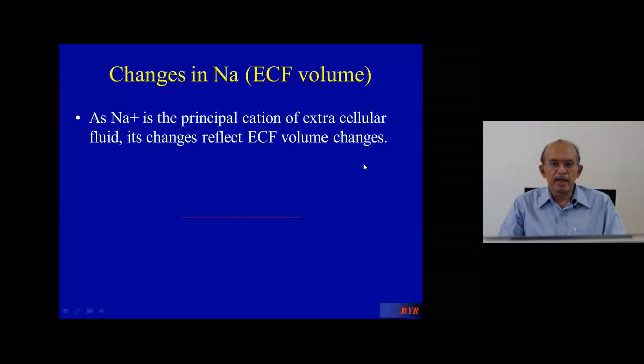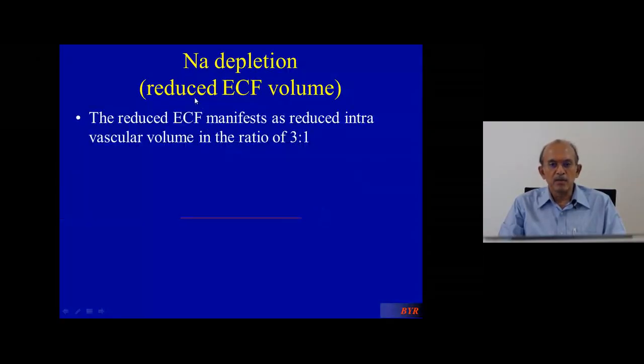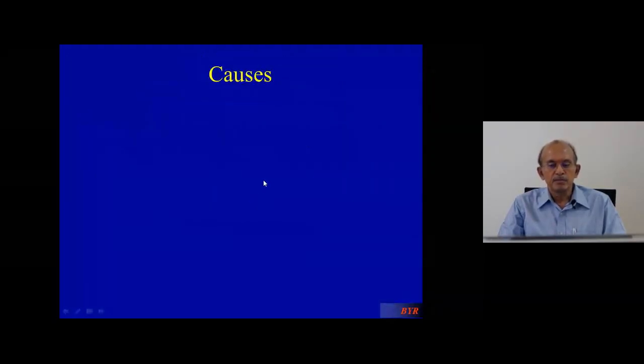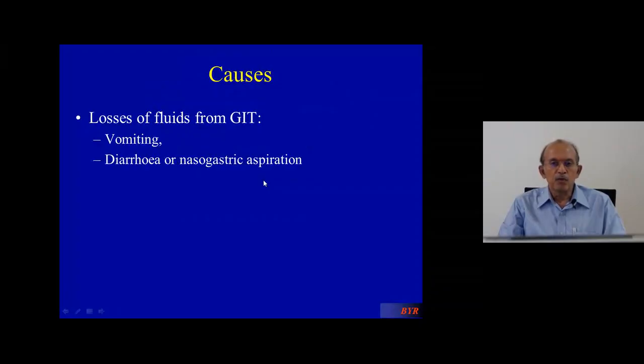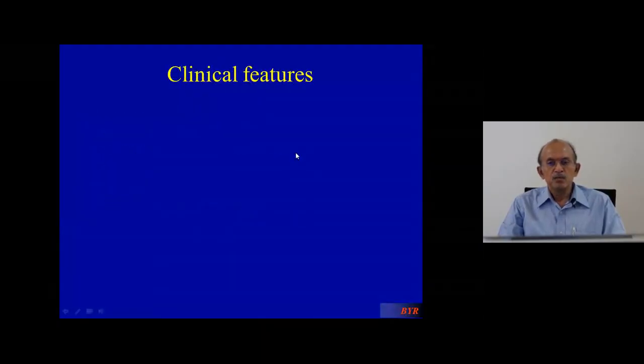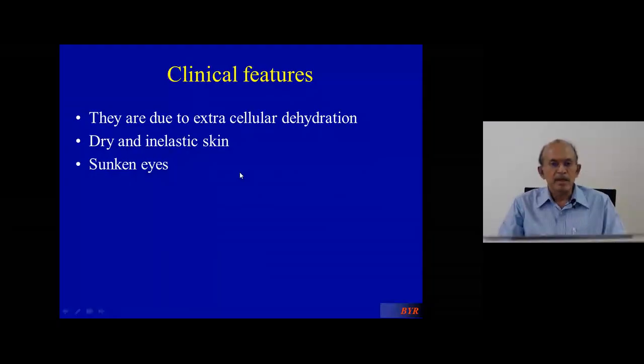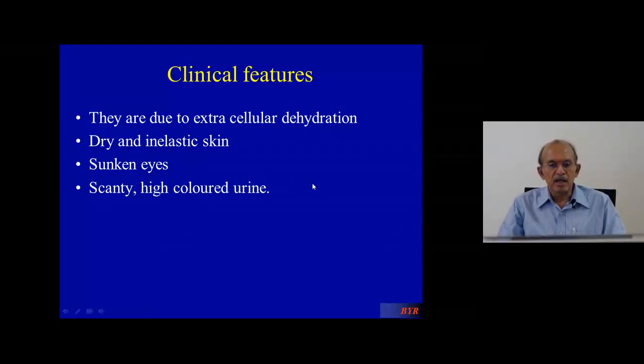As sodium is the principal cation in extracellular fluid, the changes reflect ECF volume changes. Sodium depletion indicates reduced ECF volume. So the reduced ECF manifests as reduced intravascular volume in the ratio of 3:1. Causes: losses of fluid from gastrointestinal tract due to vomiting, diarrhea, nasogastric aspiration, and administration of diuretics. Clinical features: they are due to extracellular dehydration, dry inelastic skin, sunken eyes, scanty high-colored urine.